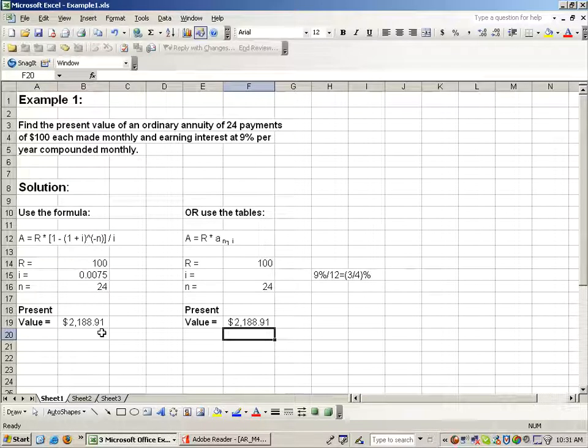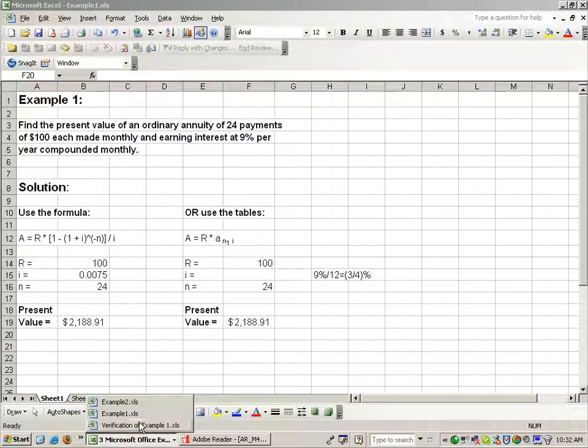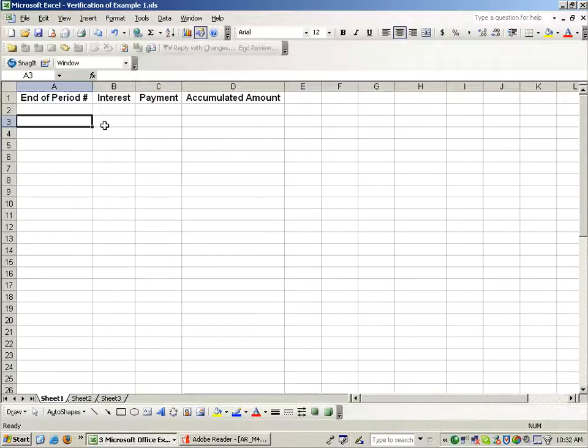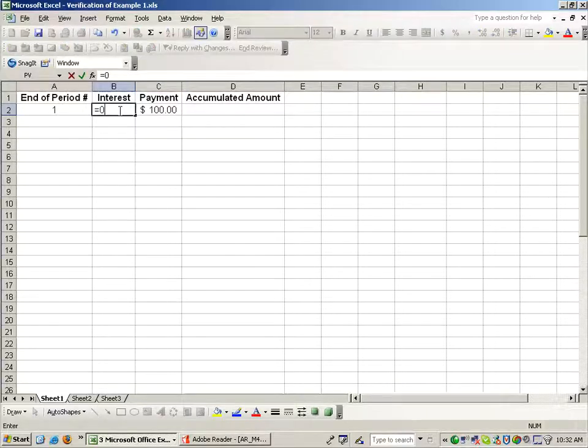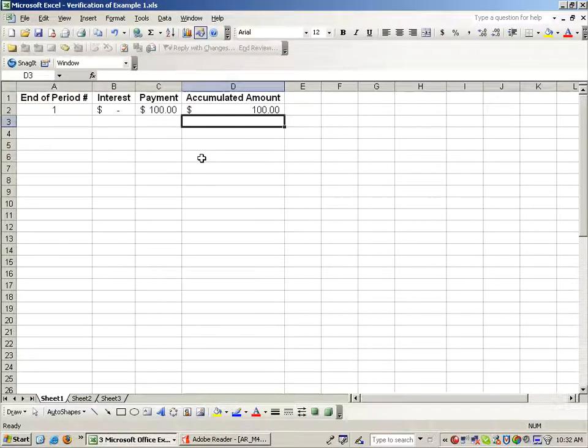Okay? I want to really show you what's going on here so that you understand what I just said. At the end of period 1, remember this is an ordinary annuity, so the $100 payment is not going to occur until the end of the month. Therefore, the interest is 0 at the time. And at the end of month 1, we have $100.